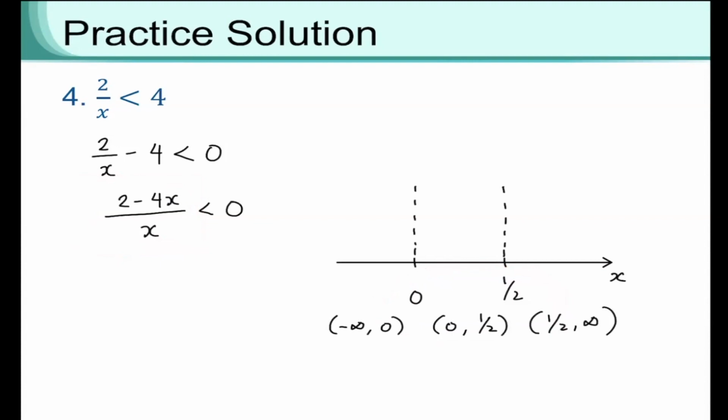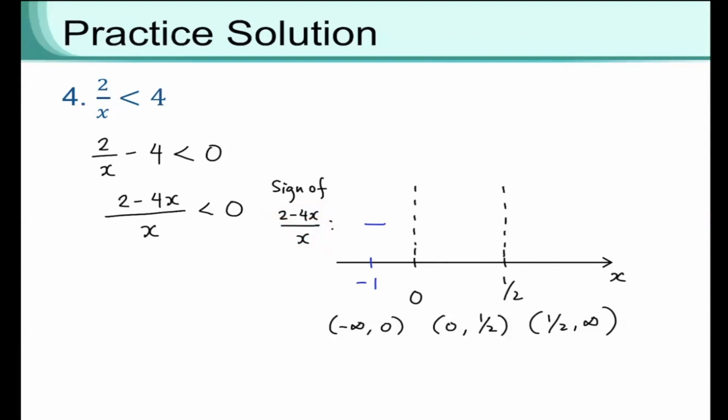So again, we want to determine the sign of the left-hand side, which is 2 minus 4x all over x. To determine the sign, it's enough to just pick a test value from each interval. So let's say in this interval, let's choose -1. If x is -1, this will give you a positive number. 2 minus 4 times -1 is positive, over negative. So that will give you a negative quotient.